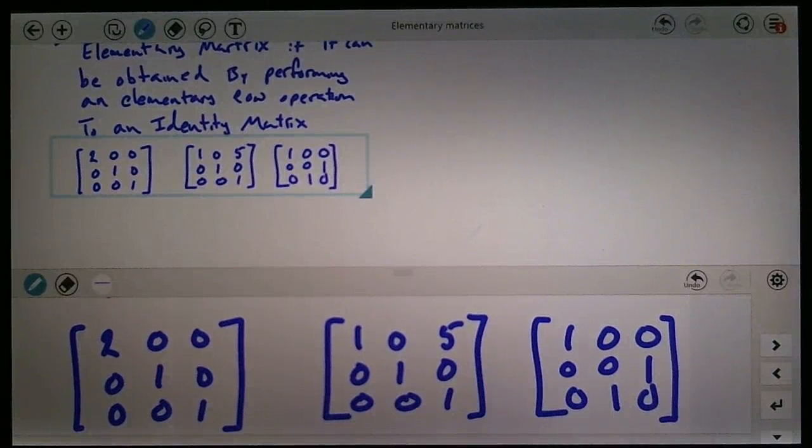These elementary matrices are what we're going to use to do a whole bunch of stuff this quarter. They help us get a handle on performing row operations, as we'll see in the next video.